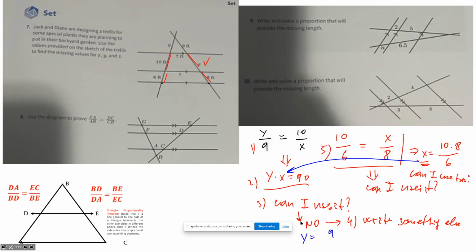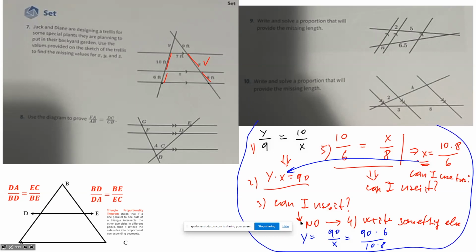And y will be equal to 90 over x, which is going to be 90 times 6 over 10 times 8. And this is a solution of this problem. But what is much more important, these steps, 1, 2, 3, 4, 5, 6, these steps tell you how to solve any similar problem. You just have to repeat the steps, repeat the strategy. So grasping the strategy is much more important than solving a specific problem.